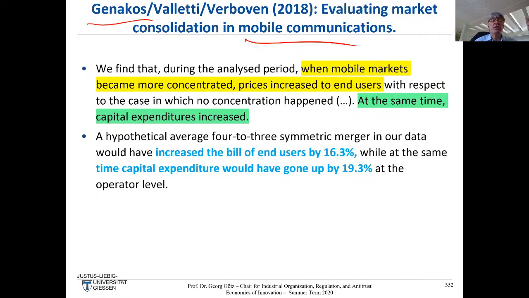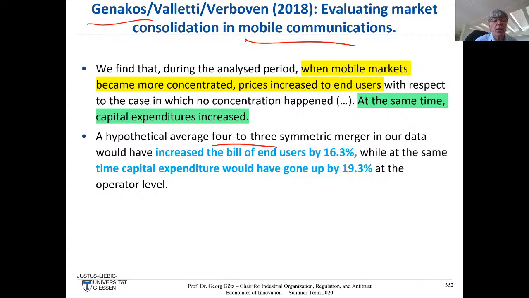That is, all these 4 to 3 mergers we saw in several countries. We saw in Austria, we saw in Germany, we saw in the Netherlands, and so on. And I think we will see one in the UK as well. Of course, I'm biased here because I was involved as an economic expert in one of these 4 to 3 mergers on behalf of one of the parties.